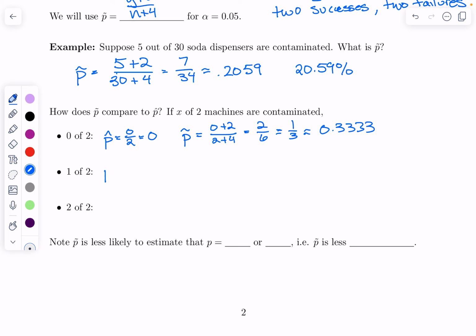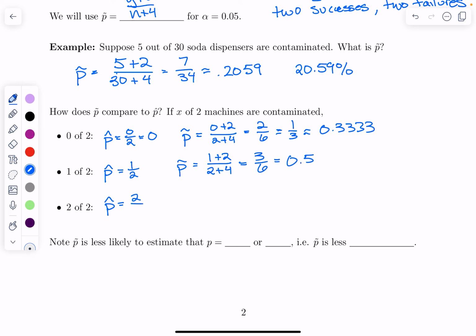Now, if we have 1 out of 2 infected, then p hat is 1/2. P tilde, on the other hand, is 1 infected plus 2 over 2 total plus 4. That ends up being 3/6 or 1/2. And you can see that when p hat is 1/2, p tilde is also 1/2. It's unchanged.